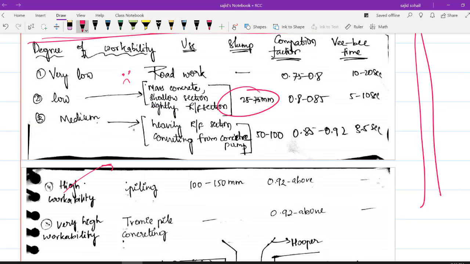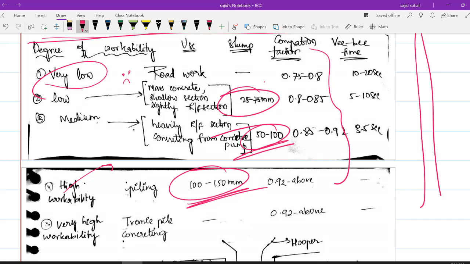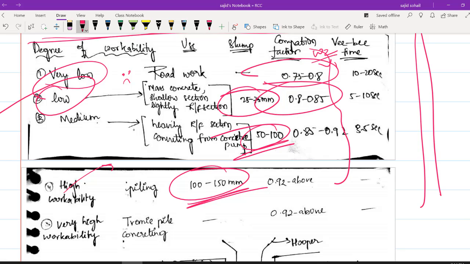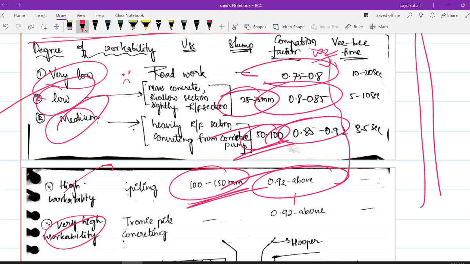If it is low workability, generally slump will be 25 to 75 mm. If it is medium workability, then slump will be 50 to 100 mm. If it is high workability, 100 to 150 mm. Very important. And for compaction factor, which is W2 divided by W1, if it is low workability, 0.8 to 0.75. If it is medium workability, 0.85 to 0.92. If it is high workability, 0.92 and greater. And for very high workability it is hard to say, we take almost the same, 0.92 and greater, it could be either high workability or very high workability.